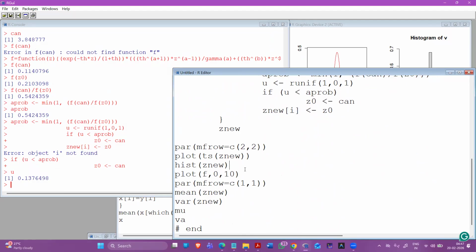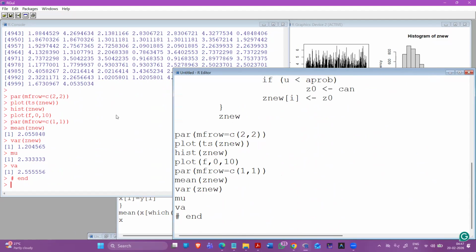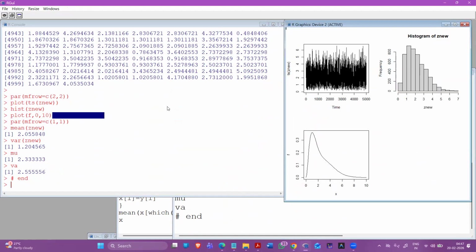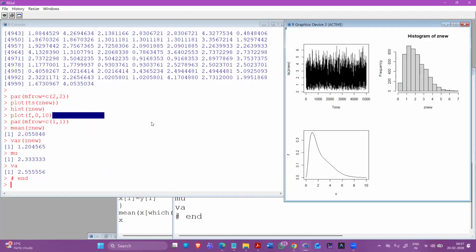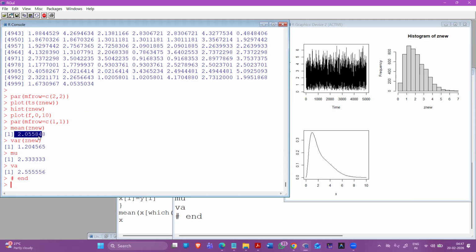So if you just see here, this is the density function of the generalized Lindley distribution. And what was the mean I received earlier? That was 2.33. And what is my new mean? It is 2.05. That is close to my actual mean, right? And my variance is 1.20, and here my variance is 2.55.